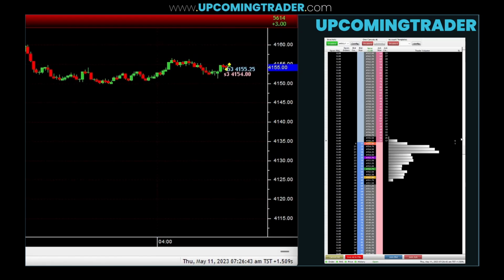Flags and pennants are key patterns that signal price continuation, providing traders with insights into potential future market movements.